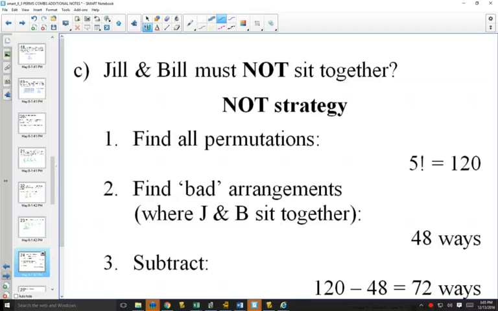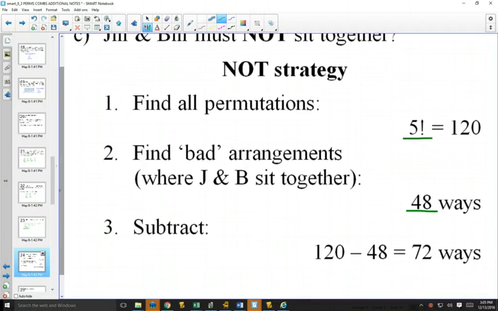In fact, we counted it in A. Jill and Bill together in A was 48 ways. Counting all the ways is easy because 5 people with no order whatsoever would be just 5 factorial, which is 120. And the not strategy says if you can count the bad ways where Jill and Bill are together and you can count all of the ways, then you can just subtract them. And so 120 minus 48, there will be 72 ways where they're not sitting together.